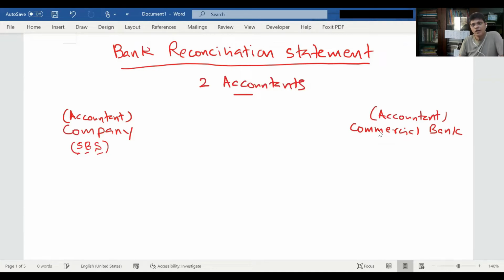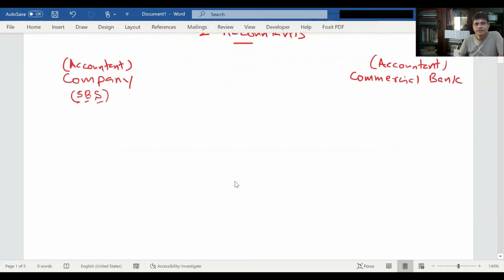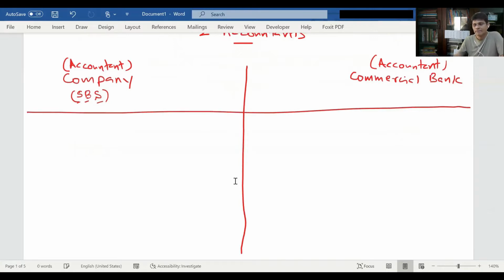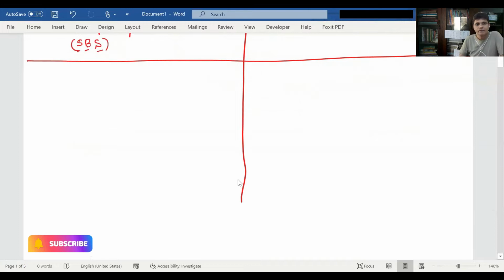So what is the story I'm going to tell now? A story between two accountants. One accountant is in SBS company, the other accountant is in Commercial Bank. Now let's start with this. Two accountants.